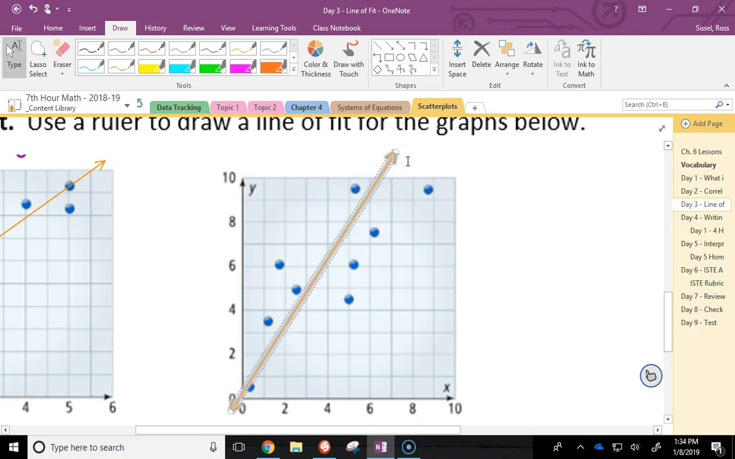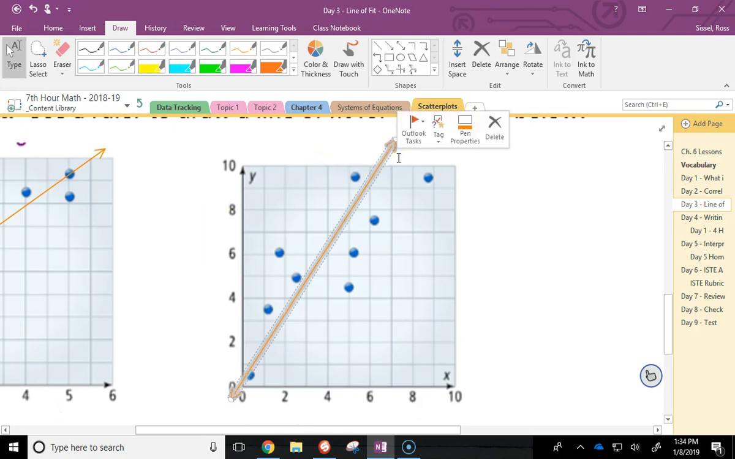Hey, please quit messing with the ruler, Cohen. I was actually, oh, Dylan. I saw her look at you. I thought she was talking to you.